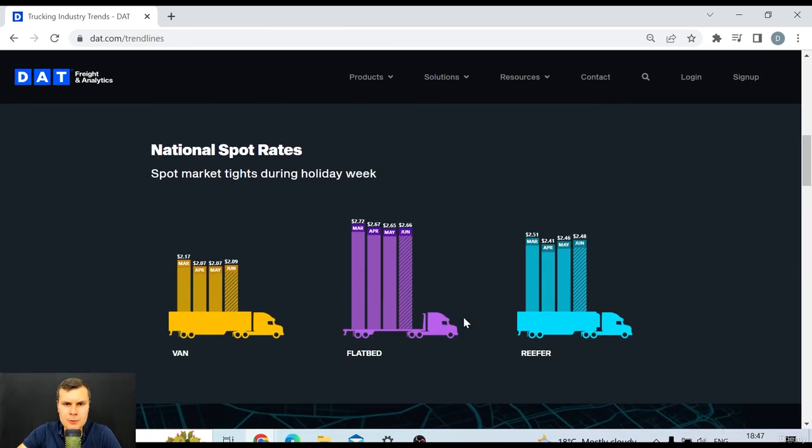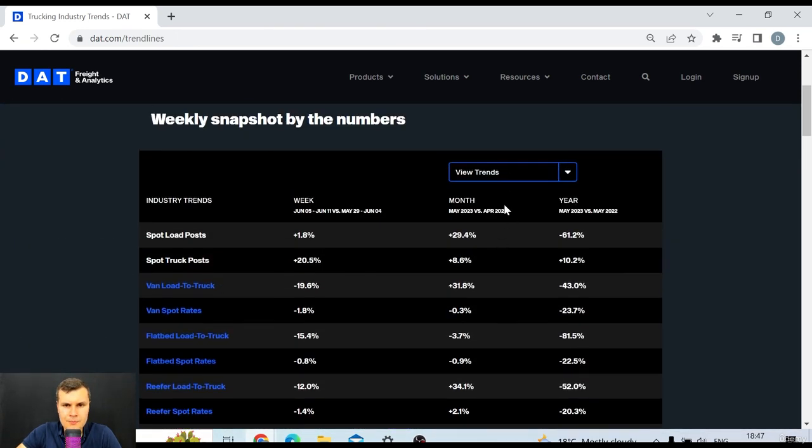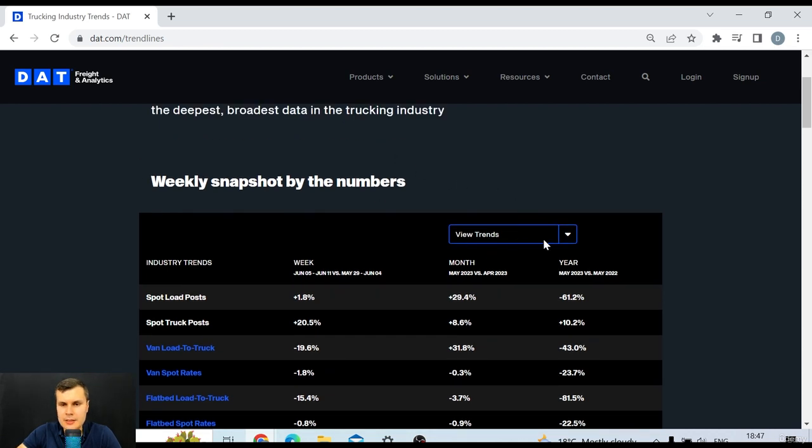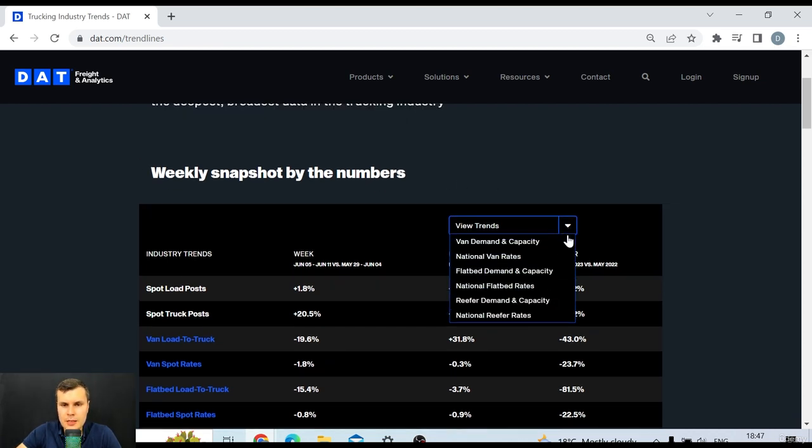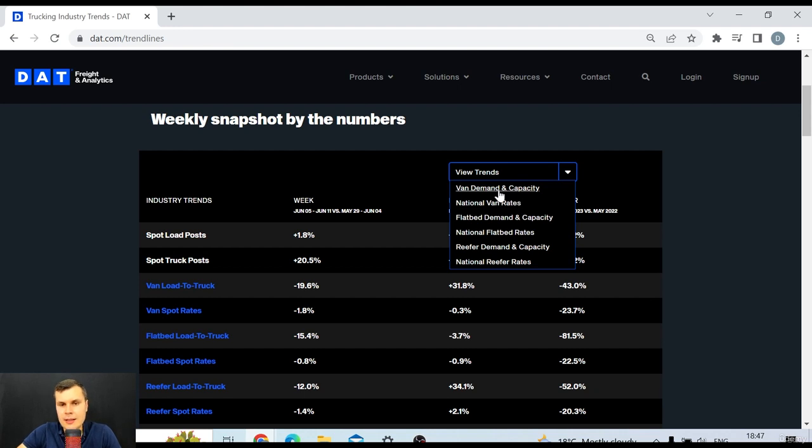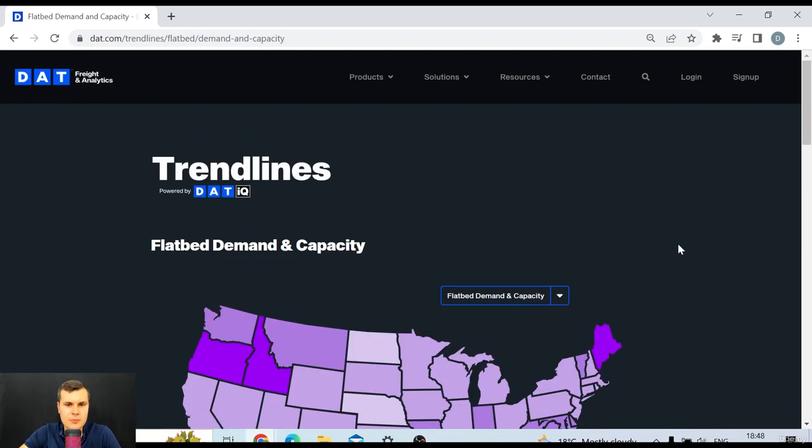If we go back up to our trends snapshot by the numbers, here where it says view trends, you can also see a demand and capacity map for each type of equipment, for dry van, flatbed, and reefer, and you can see a national rates map once again for each type of equipment. So let's choose flatbeds. Let's take a look at the flatbed demand and capacity map.